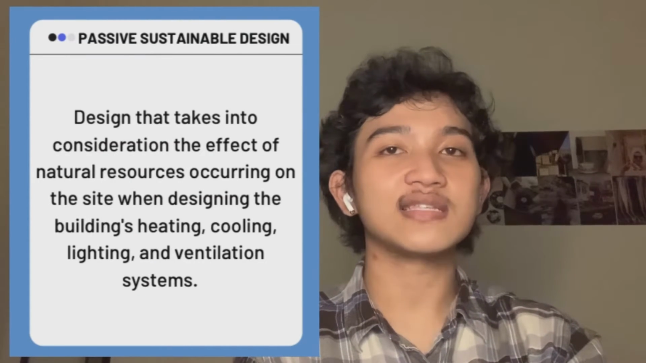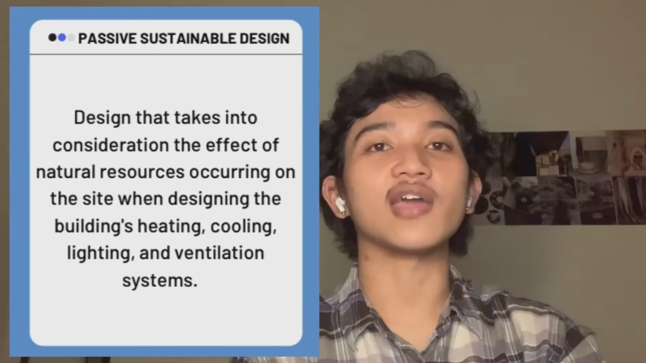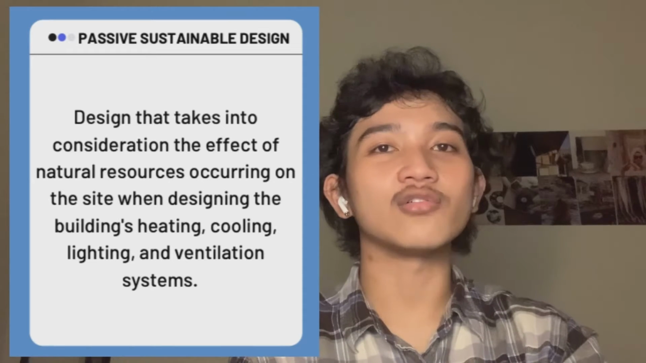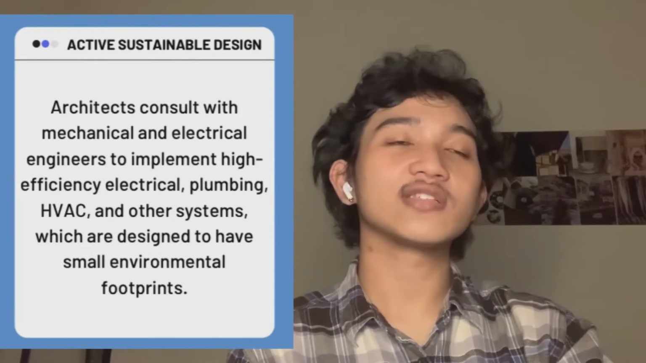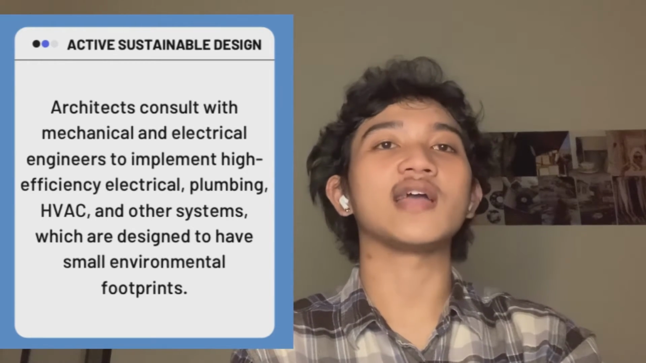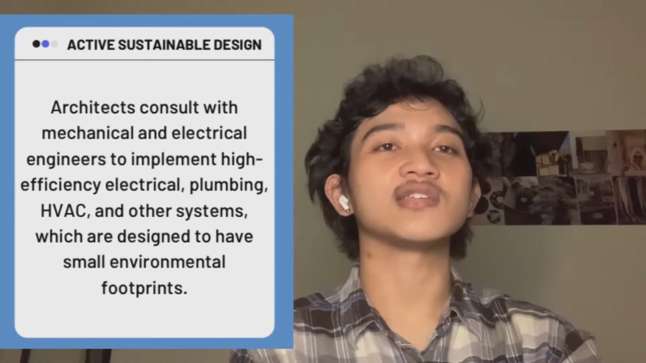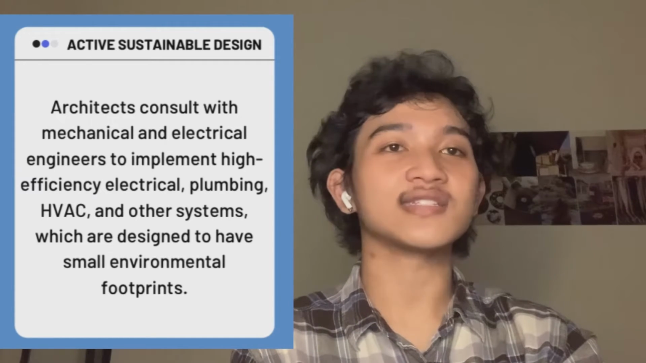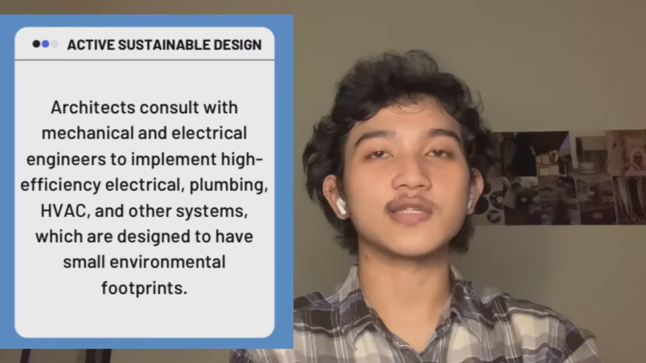So first of all, we talked about passive and active sustainable design. Passive sustainable design is design that takes into consideration the effect of natural resources occurring on the site when designing the building's heating, cooling, lighting, and ventilation system. So it's a different thing from active sustainable design. Active sustainable design is where the architects consult with mechanical and electrical engineers to implement high efficiency electrical, plumbing, HVAC, and other systems which are designed to have small environmental footprints.